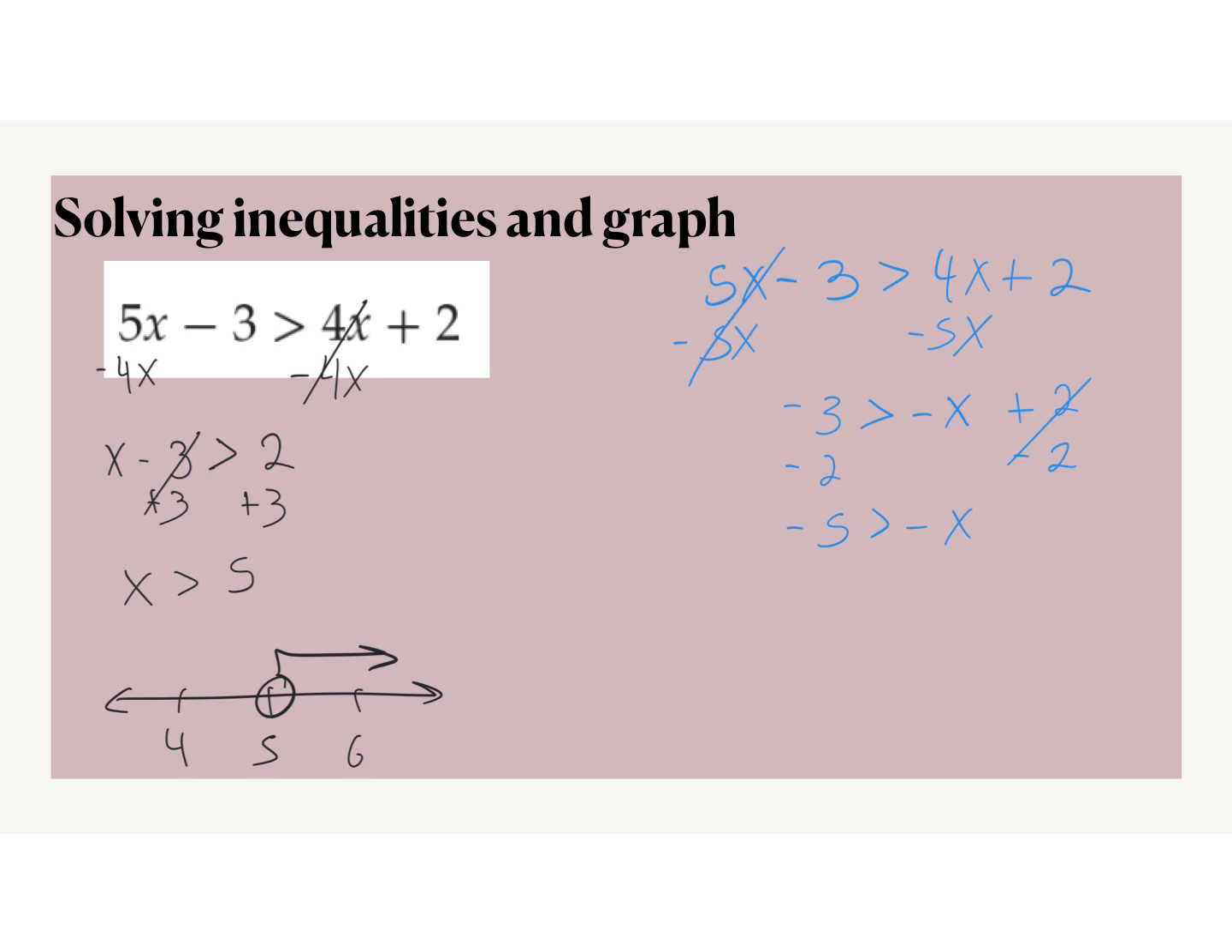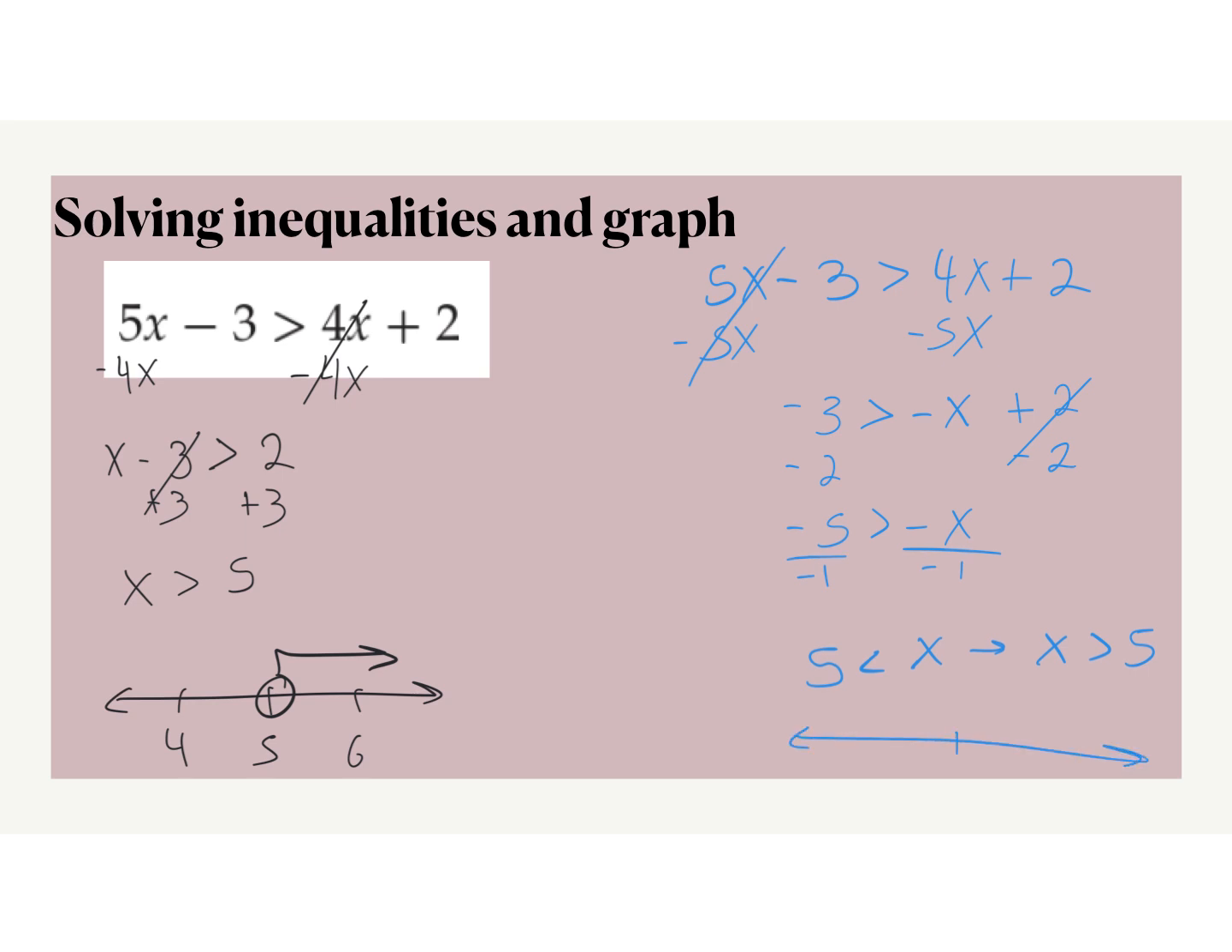Now remember, your x, you never want it to be negative. So if you do this, just divide both sides by negative 1. But this is where the exception comes in. Because we are dividing by a negative, we're going to have to flip the sign. So it's going to become 5 is less than x. Now realize that if I rewrite it with the x on the left, it's going to look like this. So the exact same thing we got.